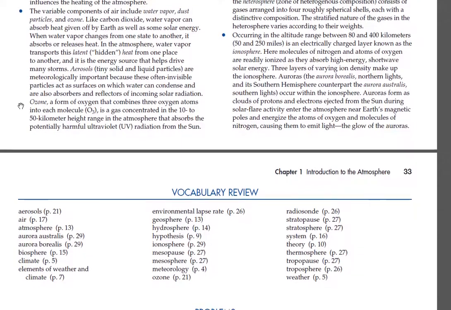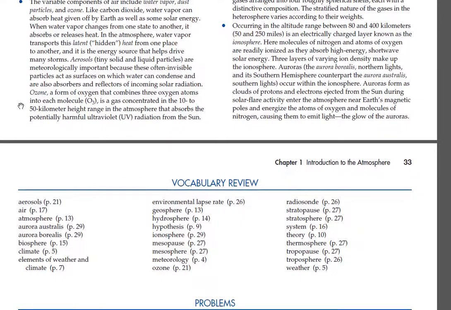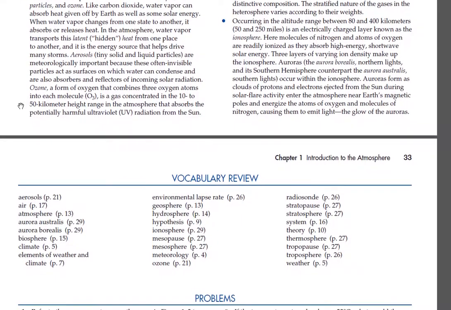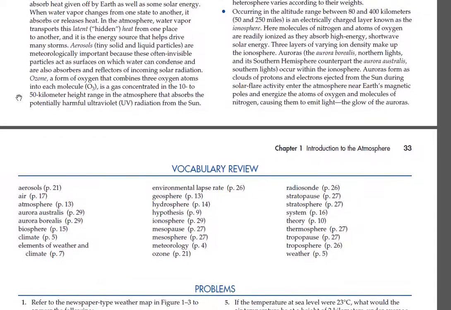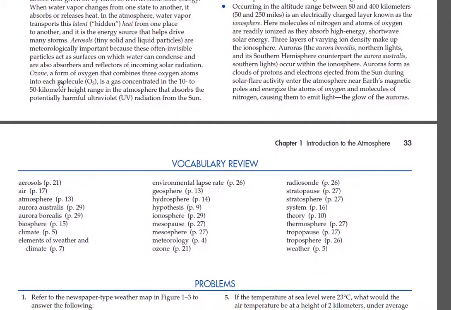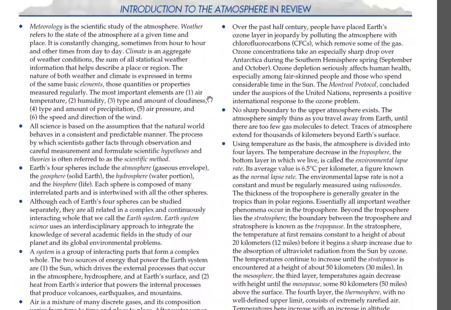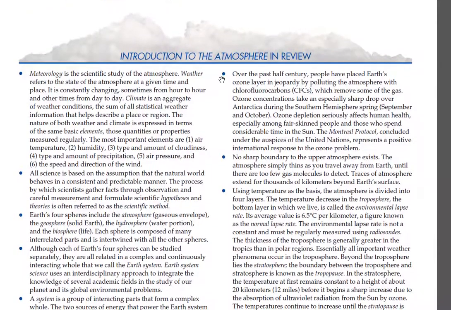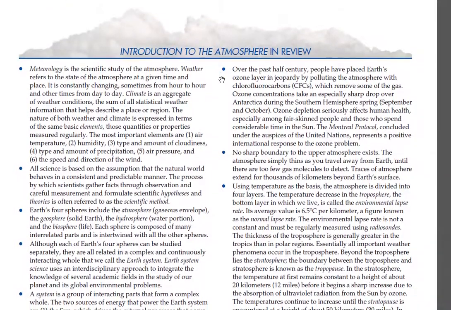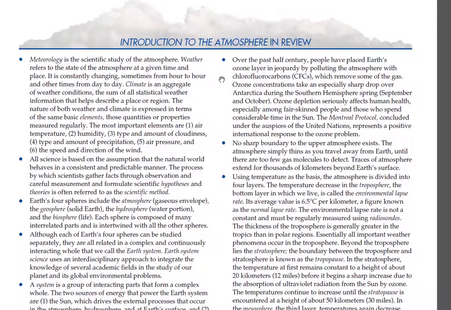Ozone, a form of oxygen that combines 3 oxygen atoms into each molecule, O3, is a gas concentrated in the 10 to 50 km height range in the atmosphere that absorbs the potentially harmful ultraviolet, UV, radiation from the sun. Over the past half-century, people have placed Earth's ozone layer in jeopardy by polluting the atmosphere with chlorofluorocarbons, CFCs, which remove some of the gas.